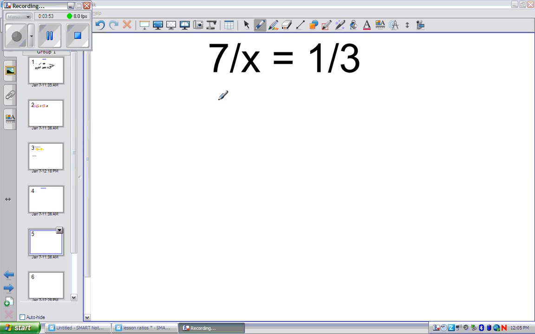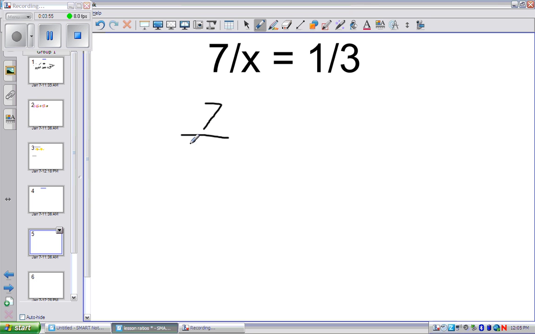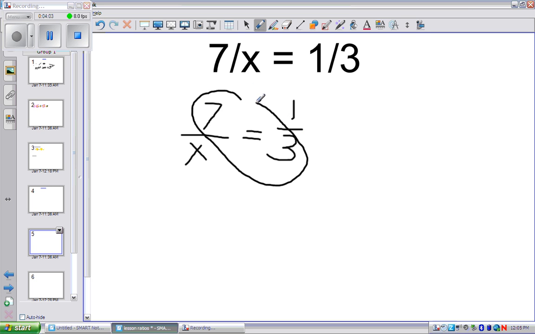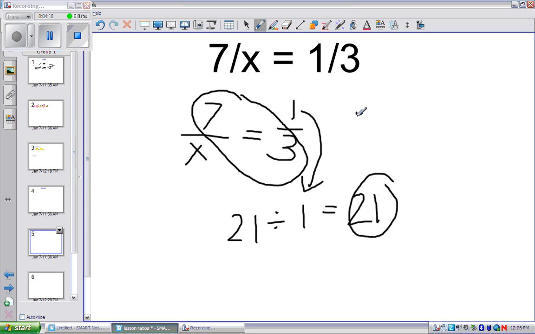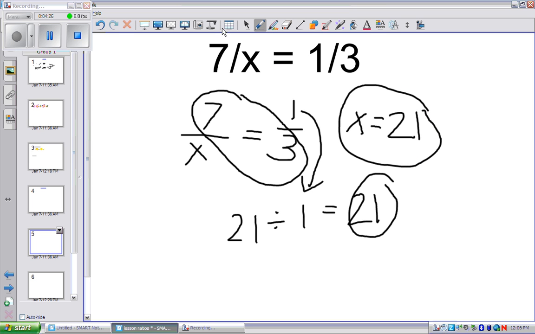Let's try it. So 7/x equals 1/3. To solve this, we will do 7 times 3, which equals 21. Our remaining number is 1, so we do 21 divided by 1. We get the answer 21. So 7/21, x equals 21. Our final proportion is 7/21 equals 1/3.